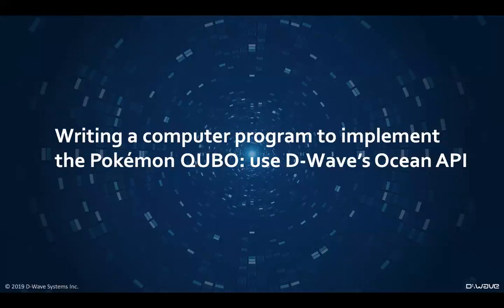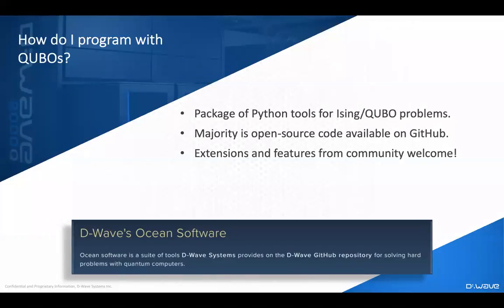To do this, I'm going to use D-Wave's Ocean API. And the Ocean API is a really very clever piece of software, an API of several different packages, which has evolved over the last 2 years. And it's written in Python for the most part with some C. It's used for Ising and QUBO problems. I didn't talk about Ising, but that's another way to solve a problem on the D-Wave. The majority of it is open source on GitHub, and we would like to welcome community contributions, extensions, and new features.